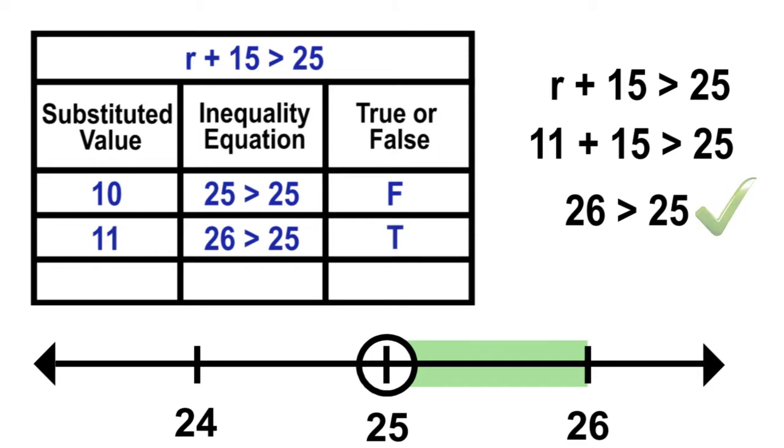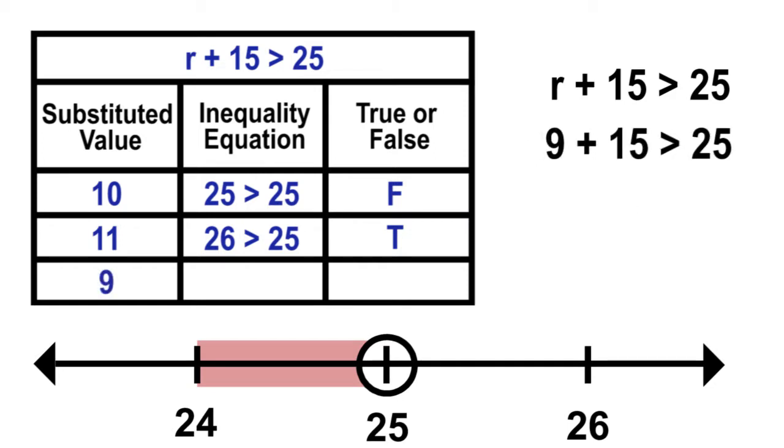What will make the inequality true? Any number that is greater than 10 will make it true. The solution in the form of an inequality would be any number, R, greater than 10. It can be concluded that any number less than 10 will make the inequality false. This can be proven by substituting the value of 9 for the variable R. 9 plus 15 is 24, and 24 is less than, not greater than, 25. This proves that any number less than 10 would also be false for this inequality.